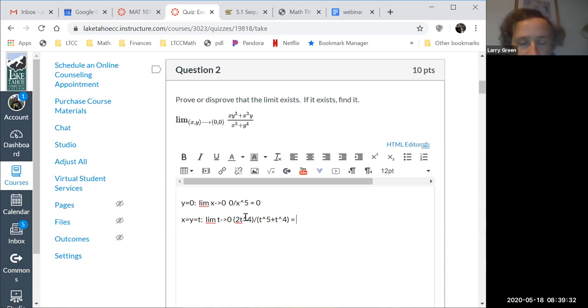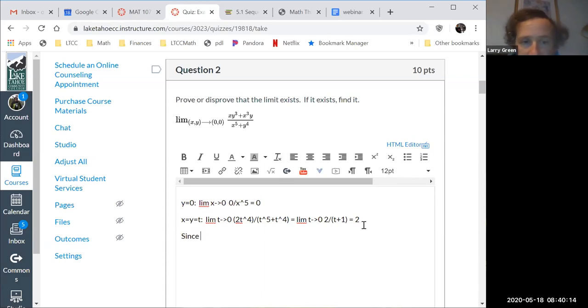Any questions on that? Okay, notice I can cancel a t to the 4th. I can divide top and bottom by 2 to the 4th. And that gives me a limit, still t approaches 0, of 2 over t plus 1. And what is that equal to? That's 2.